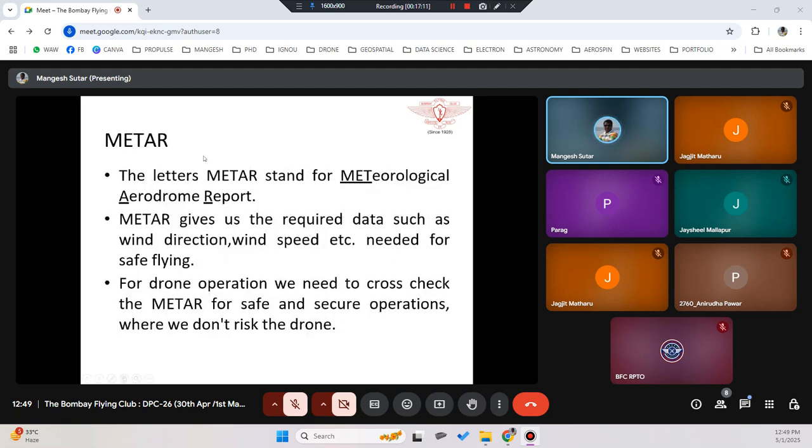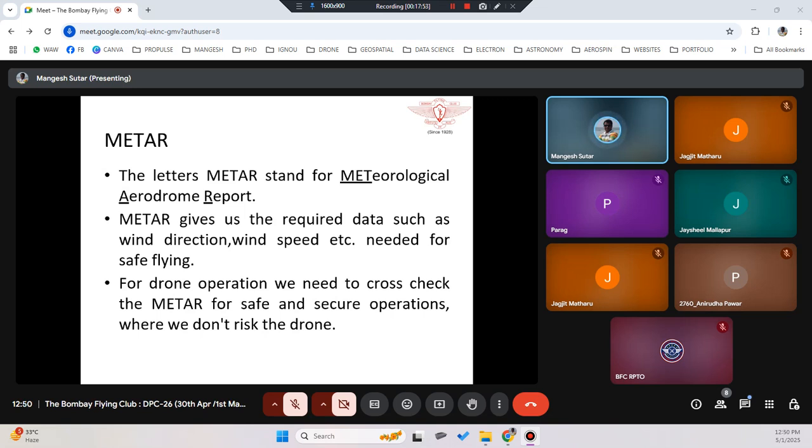So how do we know? There is something called METAR. METAR is nothing but the meteorological aerodrome report. METAR gives us the required data, such as wind direction and wind speed, needed for safe flying. For drone operation, we need to cross-check the METAR for safe and secure operation where we do not risk the drone. As I said, if 15 knots of wind is blowing, you should not fly your drones. Beyond 15 knots, you should not fly your drone. You need to know the direction in which the winds are blowing also. These are some critical inputs you need to consider when you are flying your drones.